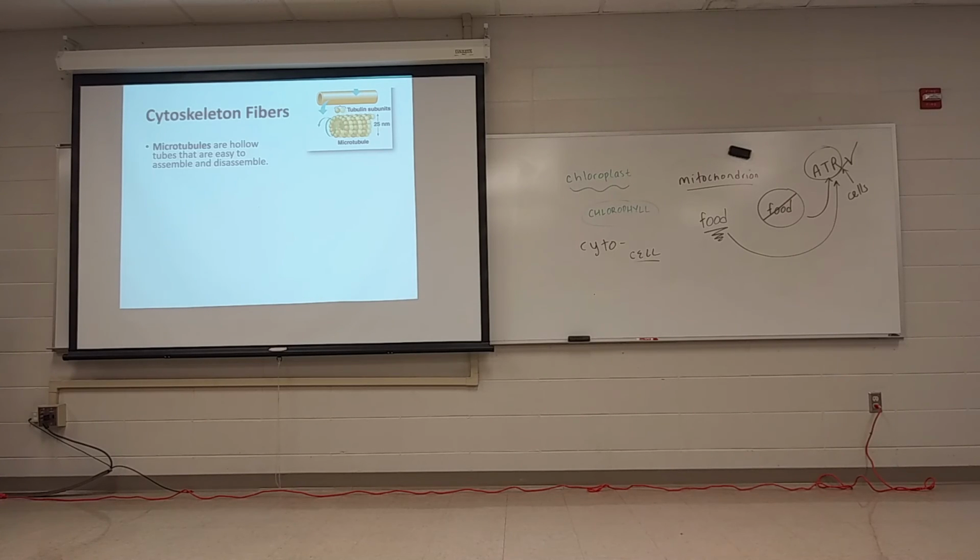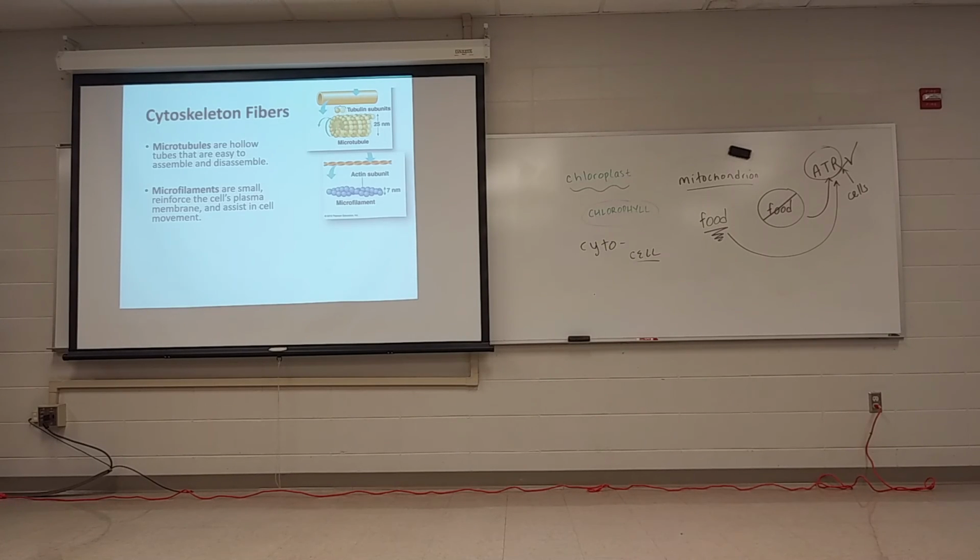Microtubules, we're going to talk a lot more about them later. They are involved in what's called mitosis and meiosis, which is cell division. Microtubules, they're hollow, as you might guess by the name, tubule. They're made up of tubulin proteins, and they're really easy to take apart and reassemble and disassemble.